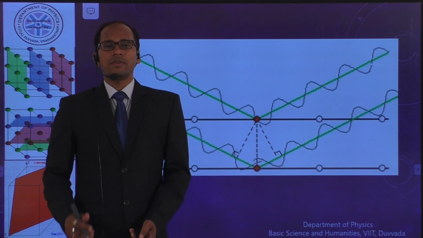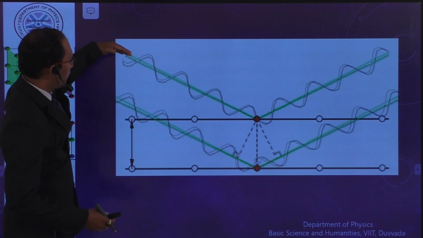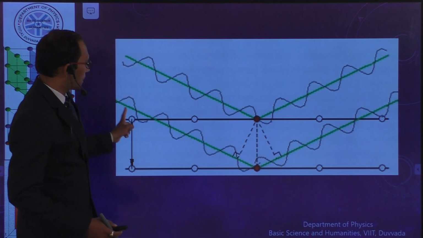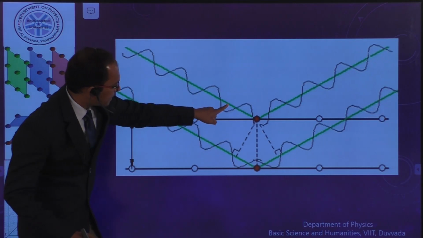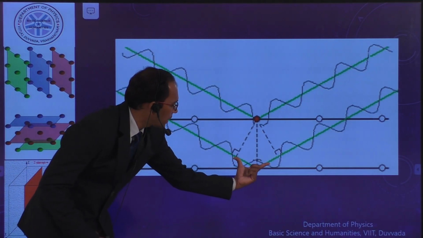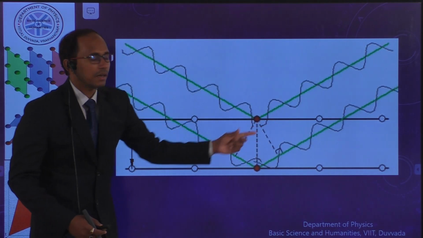Okay, Bragg's law we have seen. Same thing, see the animation. The waves are incident here and scattered. The waves are scattered based on the glancing angle. If the angle is changing, then the path difference is also changing.